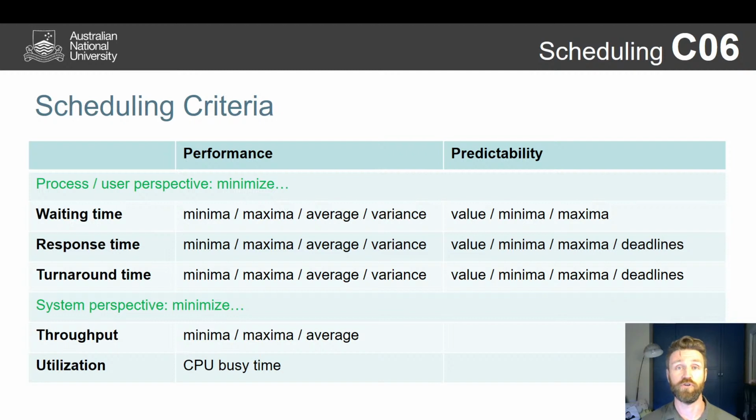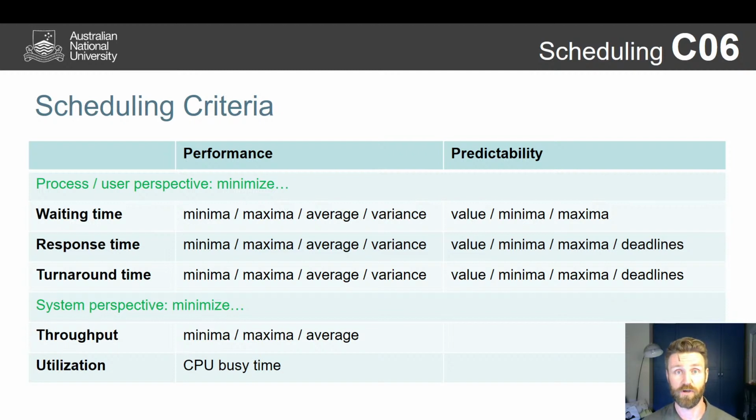Or we might be interested in turnaround. So from when the process is first requesting access to the resource, so the CPU, how long until it's completed its use of that resource? So how long until it's done all the computation that it needs to do and return the result? And we'll see that scheduling for these two different criteria might lead to very different algorithms. From the system's perspective, the system itself may not care about any one individual process or user.